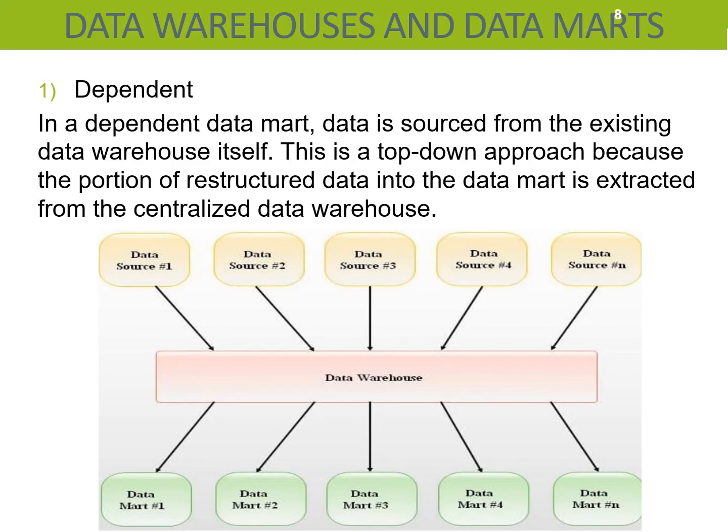First is the dependent data mart. In a dependent data mart, data is sourced from the existing data warehouse itself. This is obviously the top-down approach in which the data warehouse is built first, because the portion of restructured data in the data mart is extracted from the centralized data warehouse. In short, a dependent data mart is one in which the source of input is the centralized data warehouse.